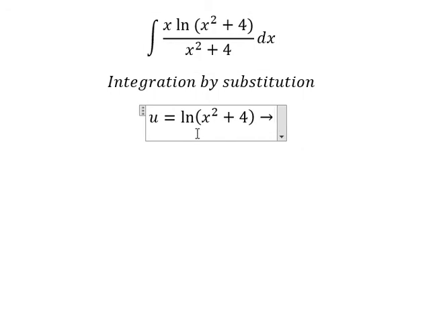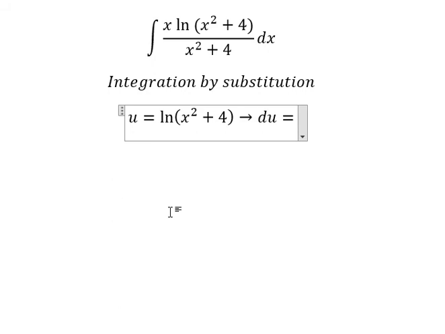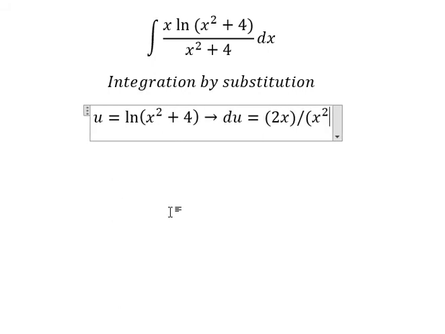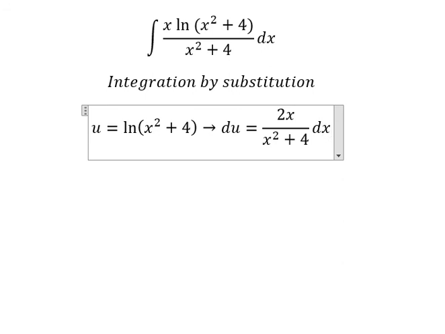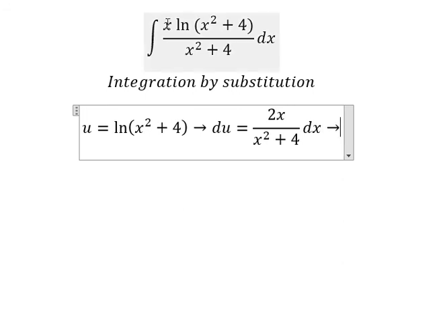Next, I need to first take the derivative of both sides. We will have 2x over x squared plus 4 dx. Because we don't have the number 2 in here, we need to divide both sides by 2.